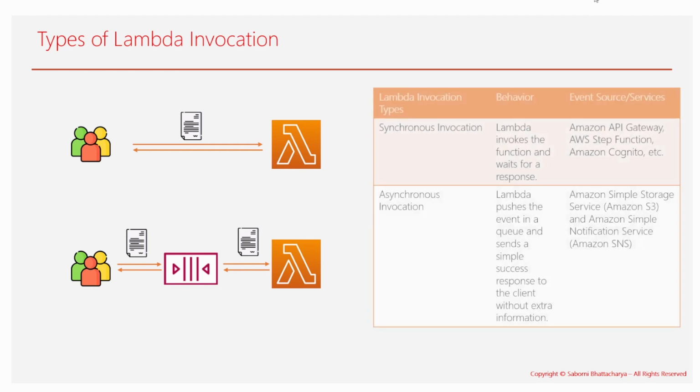The next thing that I'm going to show you is this tabular format. That was the behavior for synchronous invocation. Lambda invokes the function and waits for a response, and once the response is received, it sends it to the invoker. Here the event sources and services would be API Gateway, Step Functions, Cognito, and even CloudFront. In asynchronous invocation, Lambda pushes the event in a queue and sends a simple success response to the client without extra information. The event sources or services in that case would be S3 buckets and SNS.